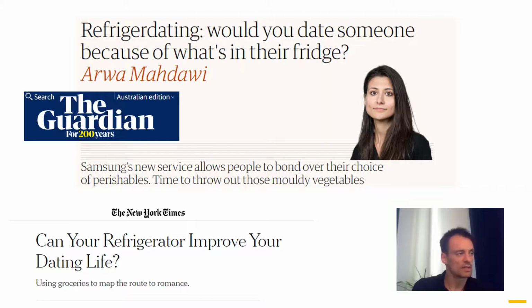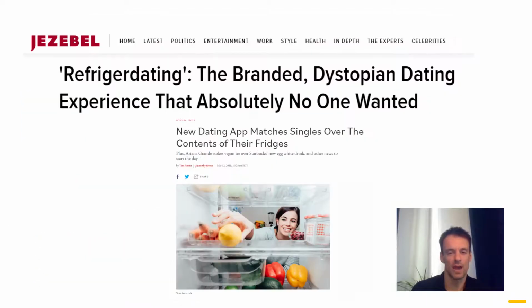The first one is Samsung. Samsung sells many products, but it also sells fridges. And one day it created this concept called refrigerator dating. Essentially, if I got it right, they have an app which allows people to take pictures of the content of their fridges. Then people can browse others of the opposite sex, if they're heterosexual, to look for people whose fridge content matches their preferences, and based on that, start dating.